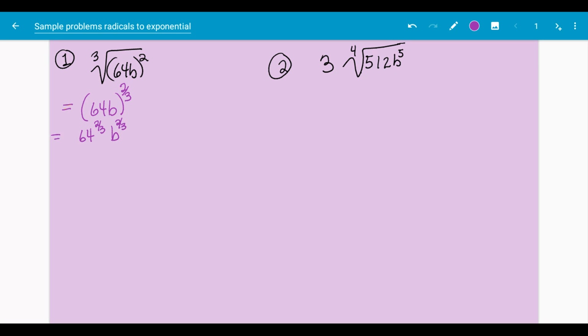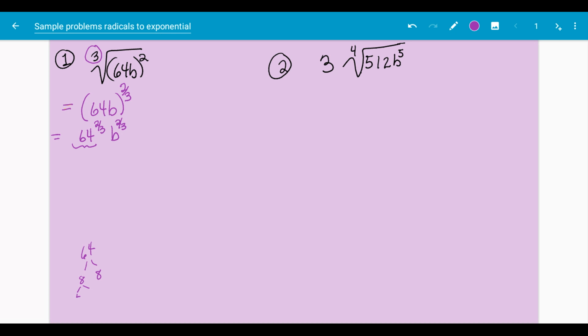It's easier to work with because I'm going to look at this 64 right here, and I'm going to say, I bet that there's something that might be a perfect cube, because since the index here is a 3, we're looking for the cube root of something. So let's do a factor tree with 64 and see what we come up with. All right, so I know for sure that I can take, well, let's just split this up into 8 times 8, because we know that 64 is a perfect square.